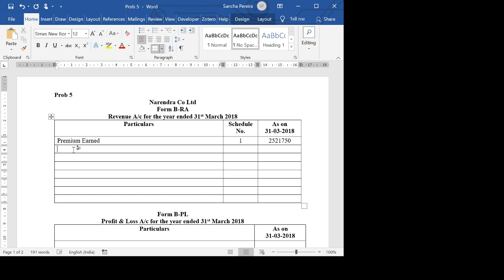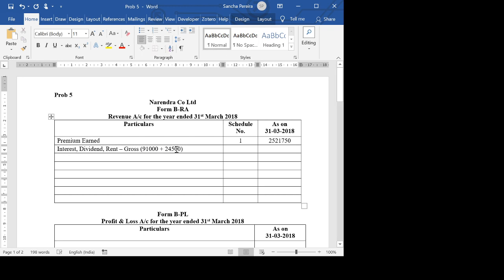That interest is basically interest, dividend, rent, and in bracket put it as gross, and then show the total amount. The amount is 91,000 plus 24,500.